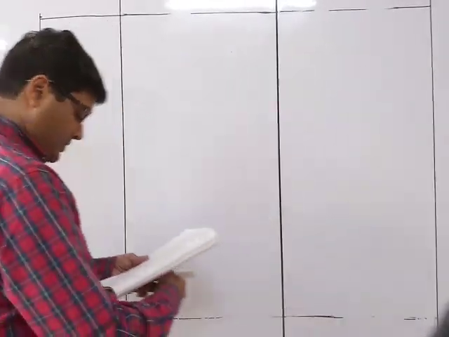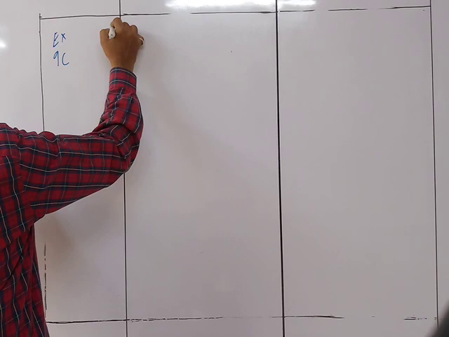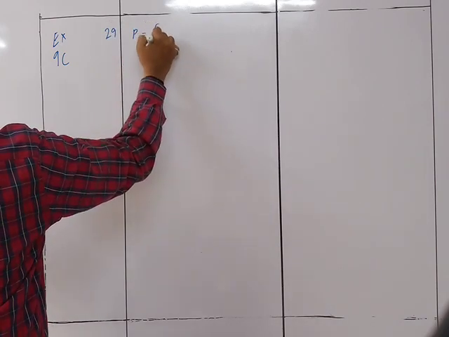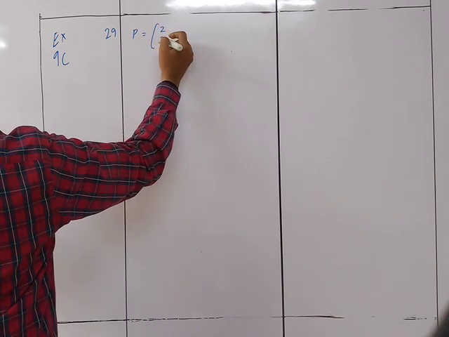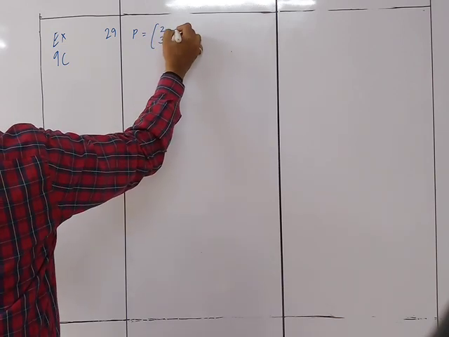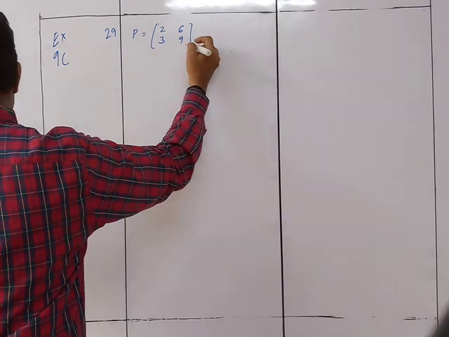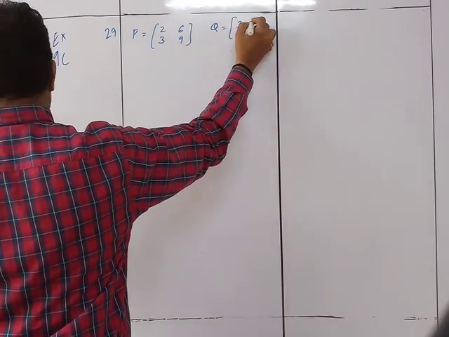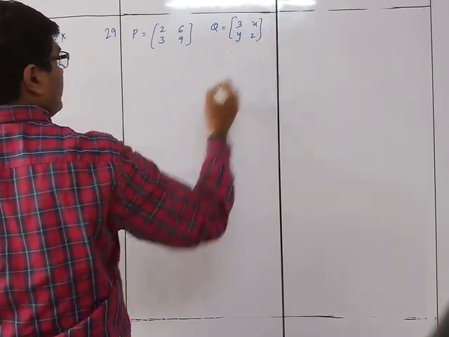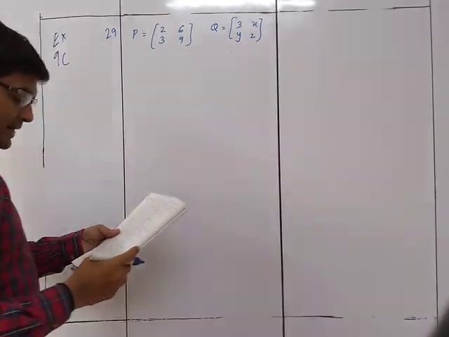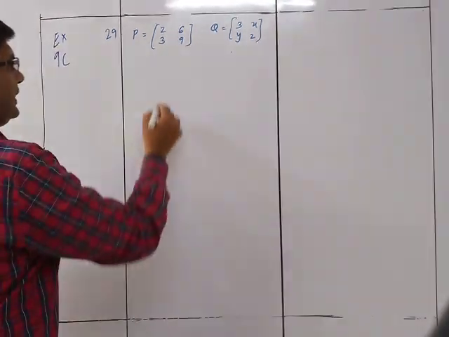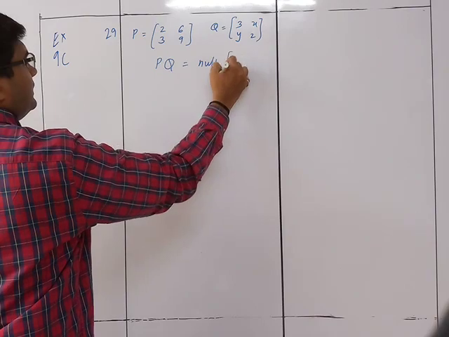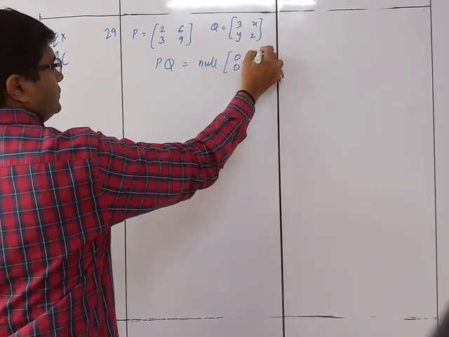Okay, sum number 29. We have P is equal to [2, 3; 6, 9] and Q is equal to [3, y; x, 2]. They have given that you have to find the value of x and y when P into Q is equal to null. What is null? [0, 0; 0, 0].